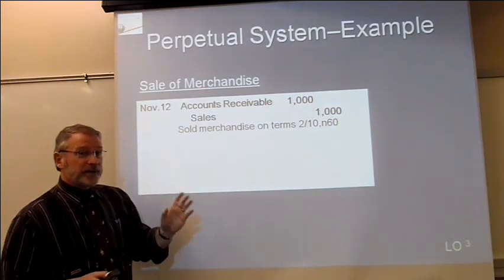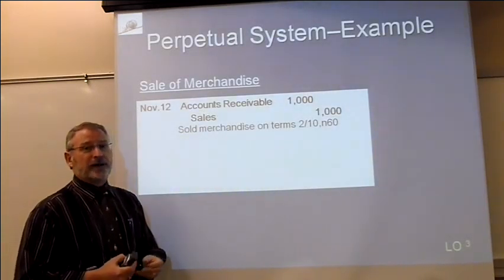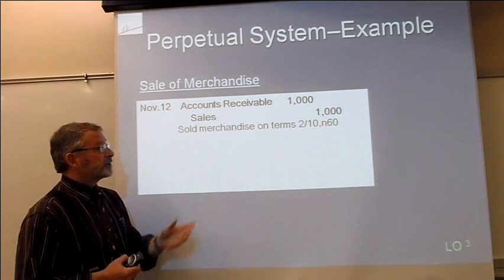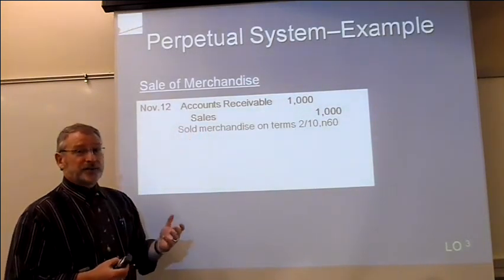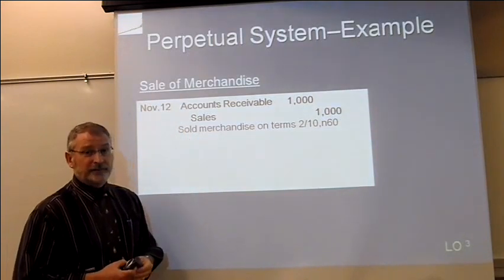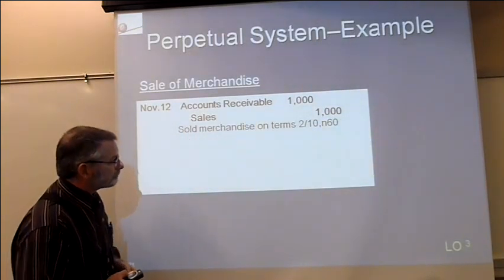So we sell them some merchandise, and you can tell we've sold them some stuff, and we've charged them $1,000. So we record the sale, credit sales $1,000, and we debit accounts receivable. We'll receive $1,000 from them at some point in the future.